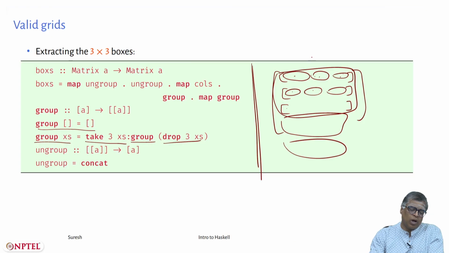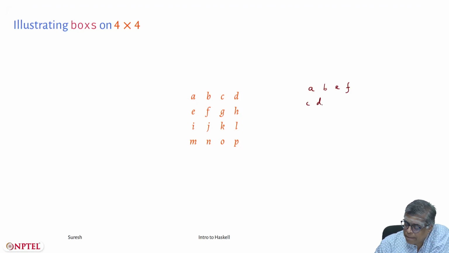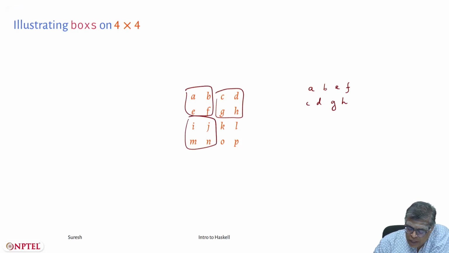It's easier to visualize 2 by 2 boxes because it's easier to draw the figures. Suppose this is my matrix: A, B, C, D, E, F, G, H, I, J, K, L, M, N, O, P. Finally, I want a list of boxes, which means that the first row should become A, B, E, F. The second row should be C, D, G, H. That is the first 2 by 2 box. Then I, J, M, N.